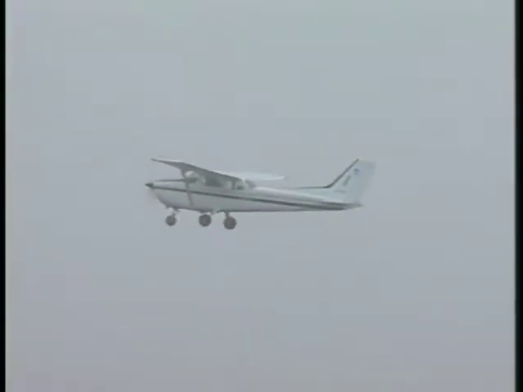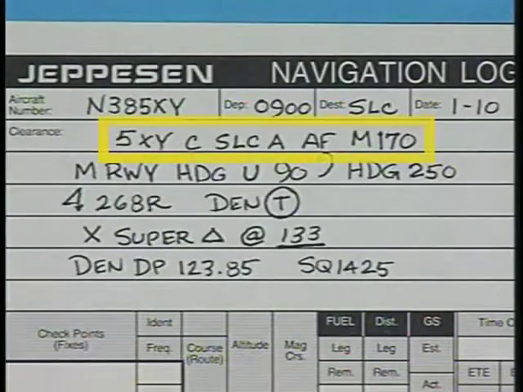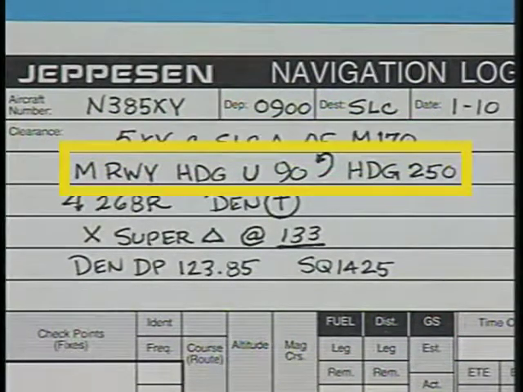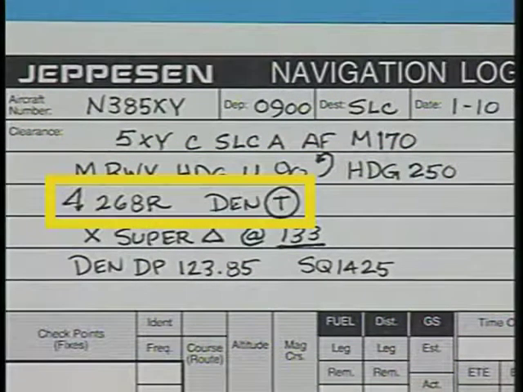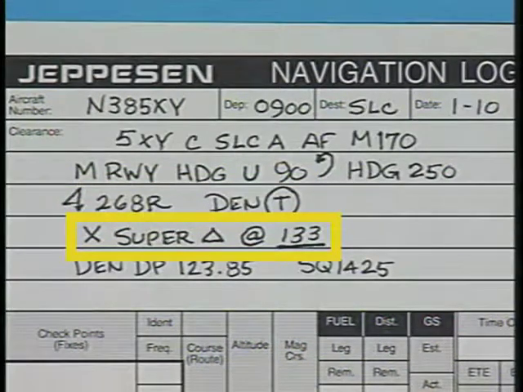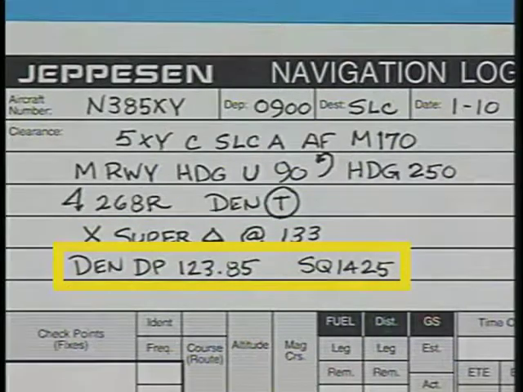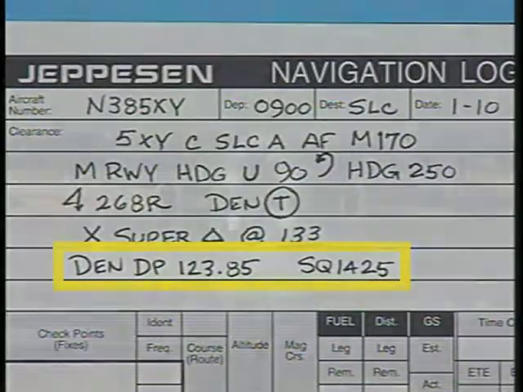For example, prior to DPs, a clearance might have sounded like this. Cessna 385 X-Ray Yankee cleared to the Salt Lake City Airport as filed. Maintain 17,000. Maintain runway heading until reaching 9,000. Turn left heading 250. Intercept the 268-degree radial of Denver Vortac. Cross super intersection at or above 13,300. Denver departure will be 123.85, squawk 1425.